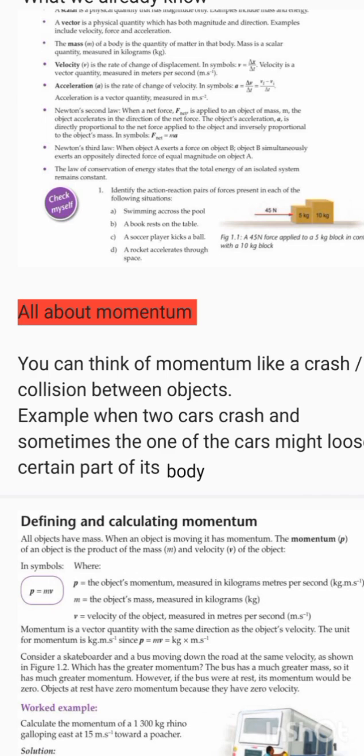And then number B, the book rests on a table. It means the table to the book and the book to the table, or the table to the earth and the earth to the table. Number C, the soccer player kicks a ball. The ball to the soccer player and the soccer player to the ball, or the ball to the ground and the ground to the ball. Number D, a rocket accelerates through space: the space to the rocket, or the rocket to the space. Okay, those are the action-reaction pairs.